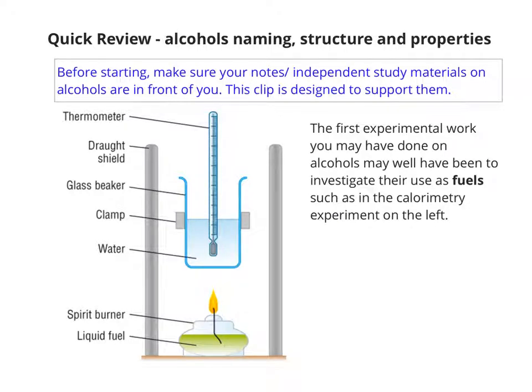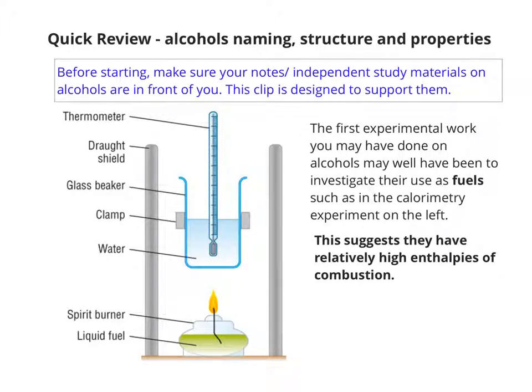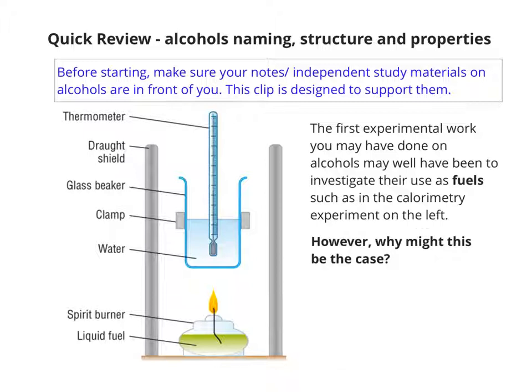So the first experimental work you might have done on alcohols might look something like this in terms of using them as fuels, which would suggest that they have relatively high enthalpies of combustion, so are good for this particular application. But it might be interesting to think about why this might be in the first place.